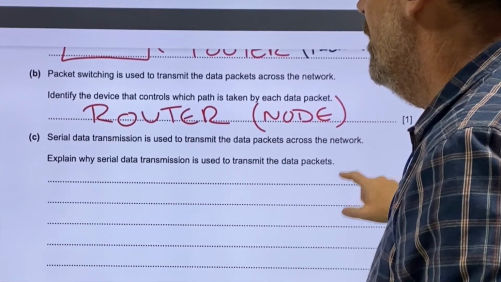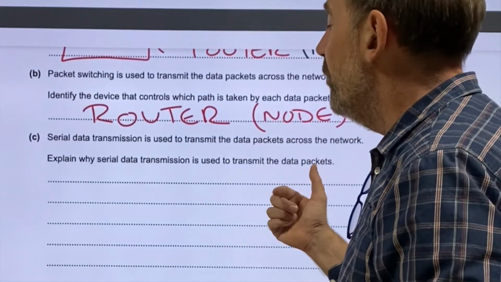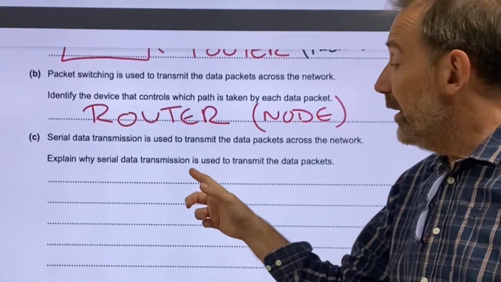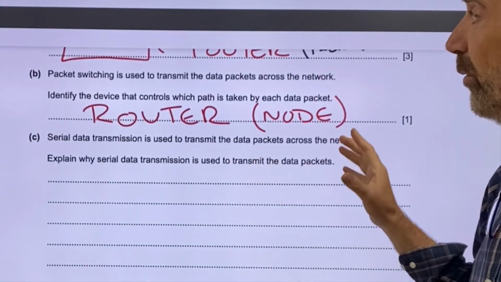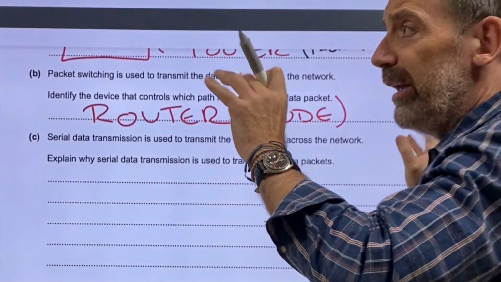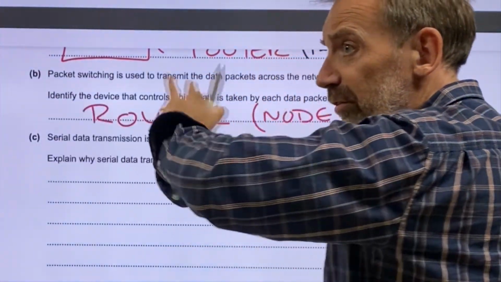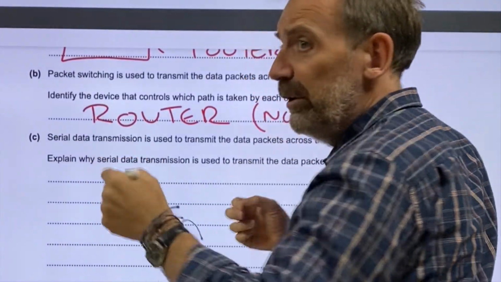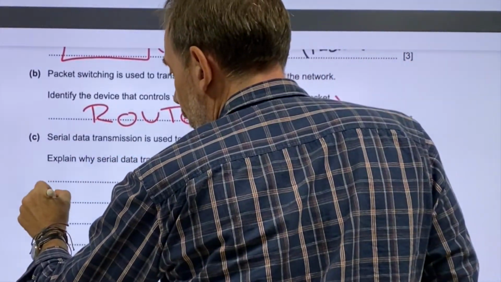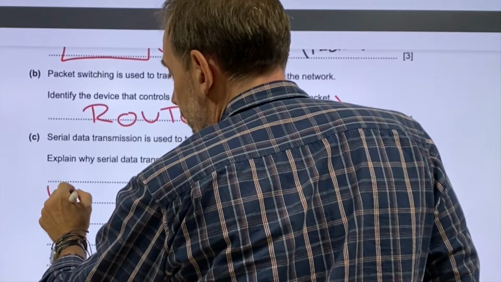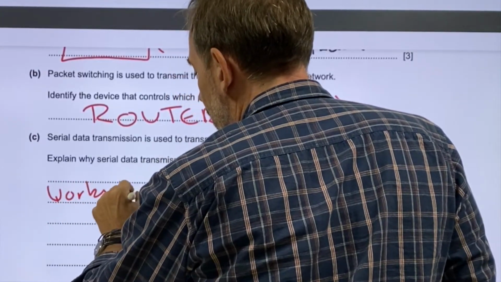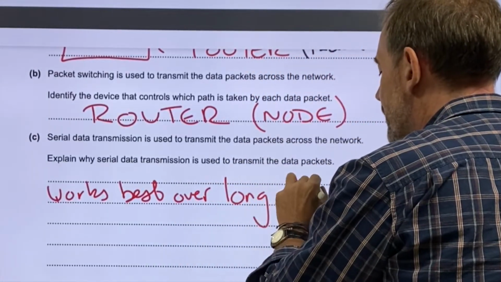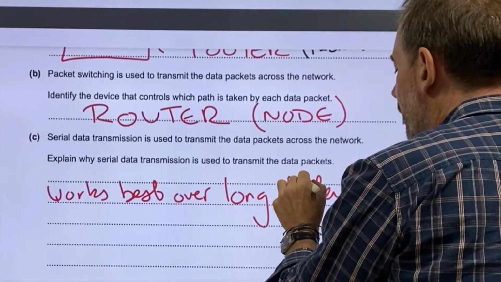For 3 marks: serial data transmission is used to transmit the data packets across the network. Explain why serial data transmission is used. Well, generally speaking, the data is split into packets and the network is long distance. So we use serial because serial works best over long distance. Okay, now we can read my writing.